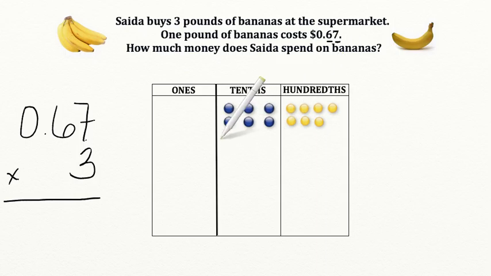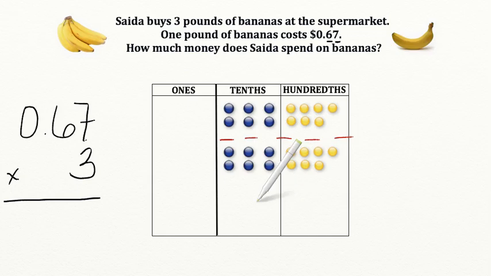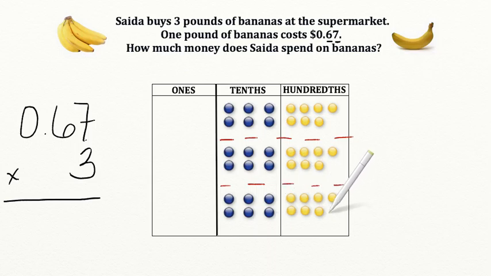We already have it once on our chart, so let's go ahead and draw it twice, and then we need it one more time because we're multiplying by 3. So now we have 67 hundredths represented 3 whole times. 7 times 3 equals 21. That's going to leave us a 1 in the hundredths place and regroup a 2 into the tenths place.